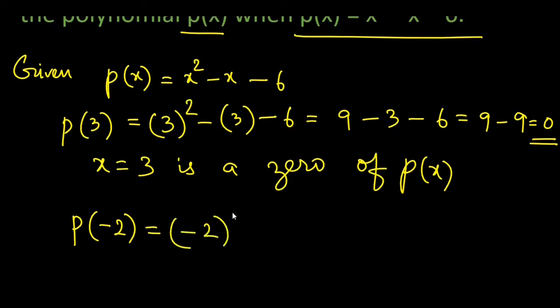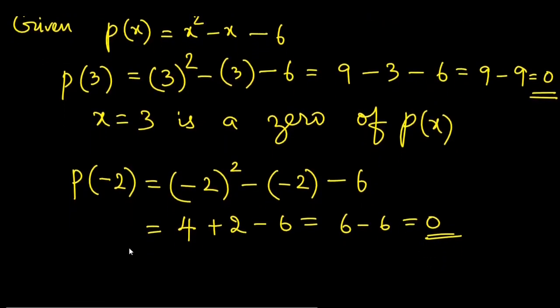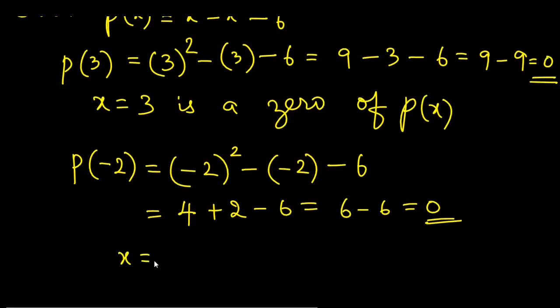Minus 2 whole square minus minus 2 minus 6. This is minus 2 whole square is positive 4. Then minus of minus 2 is plus 2 minus 6. 4 plus 2 is 6. So 6 minus 6 is equal to 0. Here also we have got the value of polynomial as 0. So x is equal to minus 2 is a 0 of p of x.